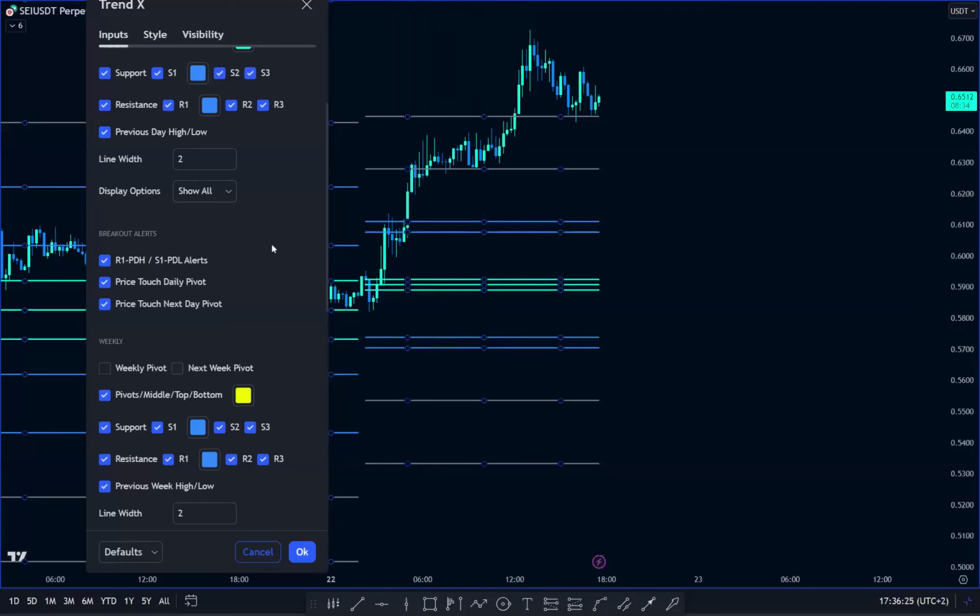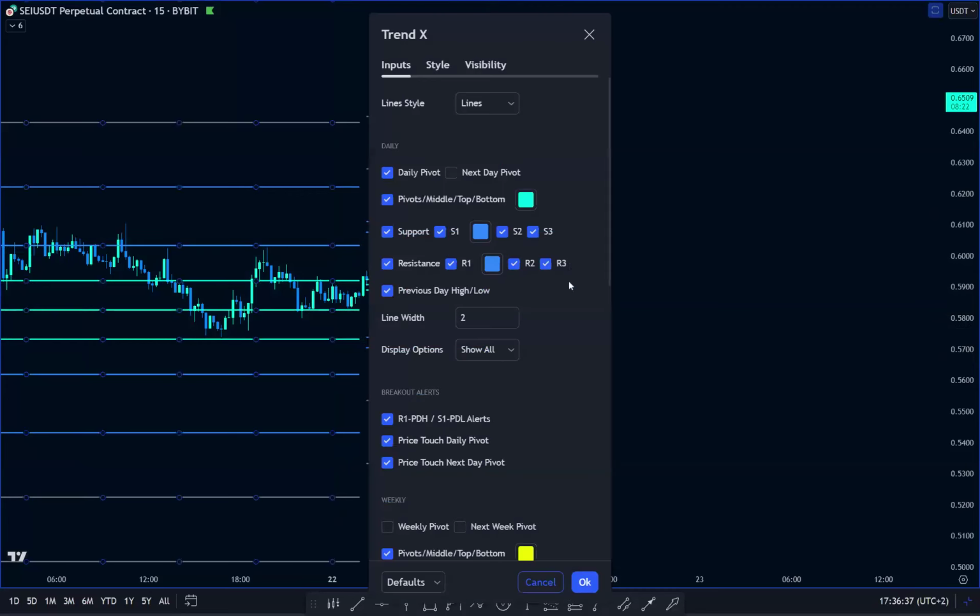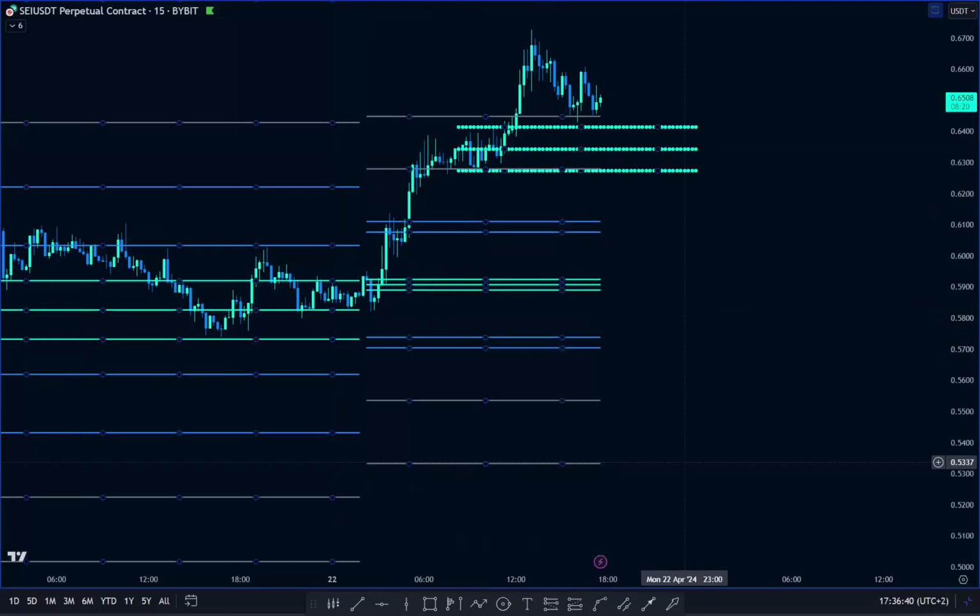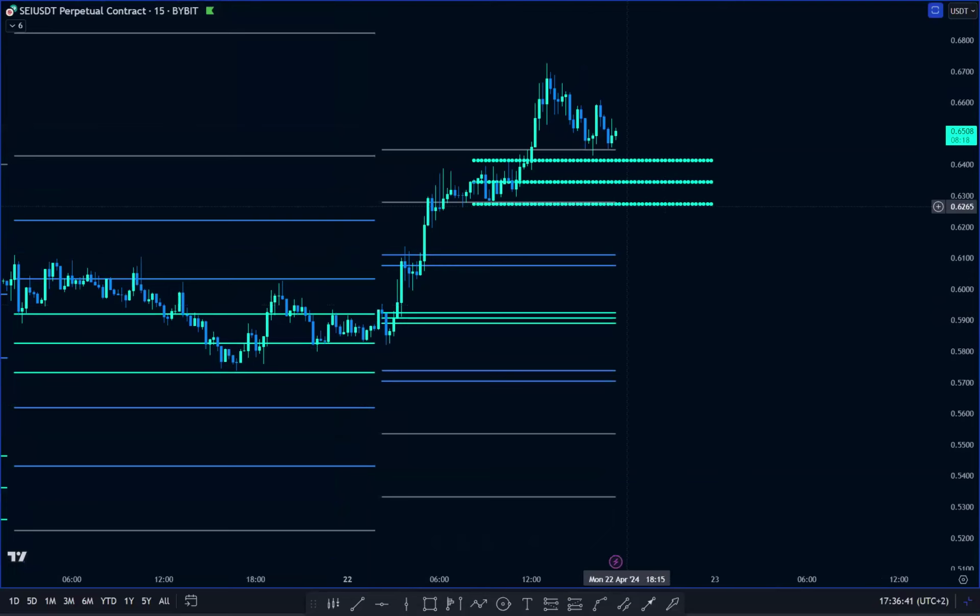But the new change that I added today was if price touches the daily pivot. So if price touches any one of these three pivots, an alert will go off. And then I also added the price touch of the next day pivot. So if you turn on the next day pivot, there's an alert that will go off every time price hits one of these pivot areas, one of these three.